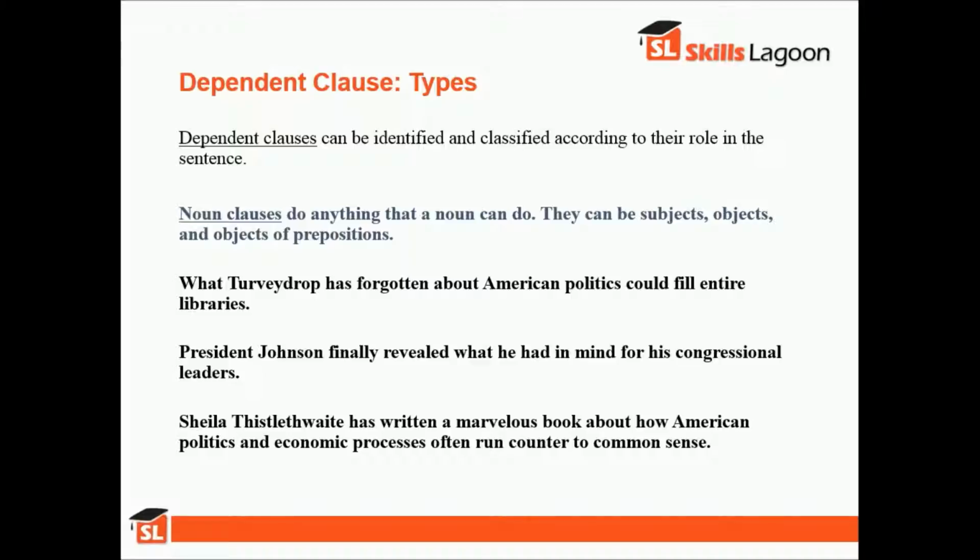Next in line, Sheila Thistlethwaite has written a marvelous book about. Now this is where the preposition comes, and what follows is a dependent clause. How American politics and economic processes often run counter to common sense. From after about, I can replace it with a noun. A book about biosciences.